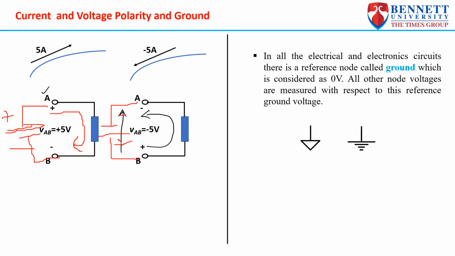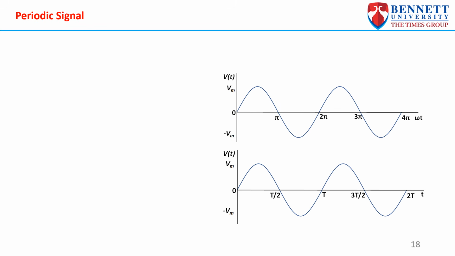There is another important concept, that is ground in electrical and electronic circuits. This is around 0 volt. These are the two symbols. You can show ground with this symbol and also with this one. Both denote the ground voltage, which is generally 0 volt.